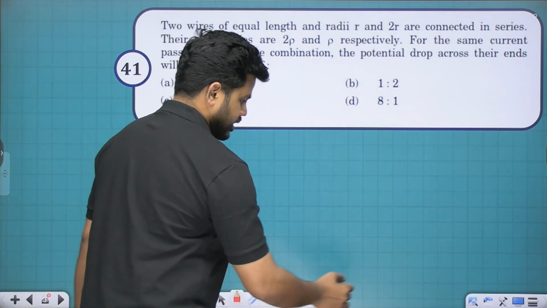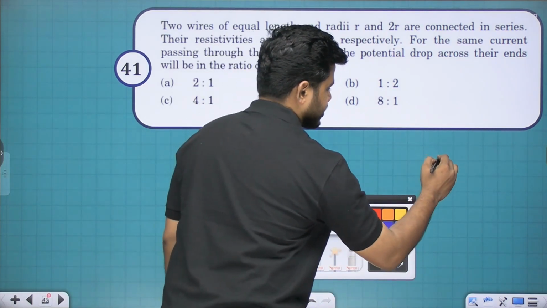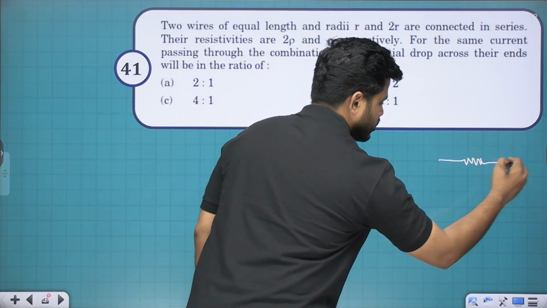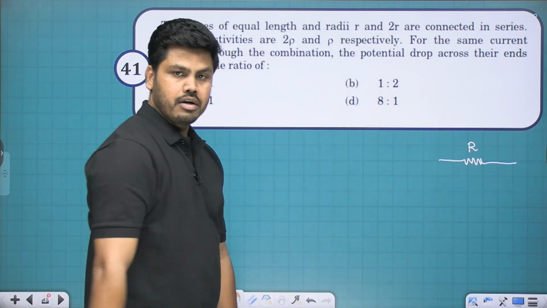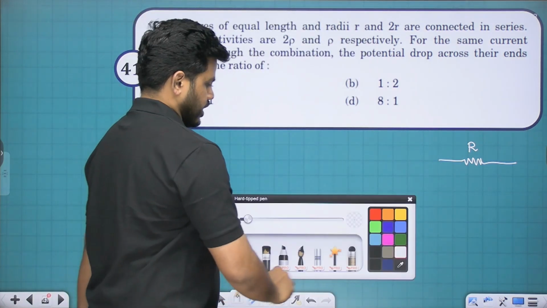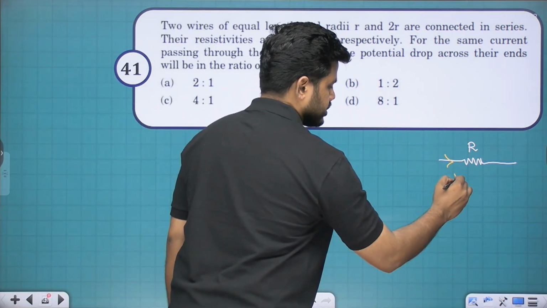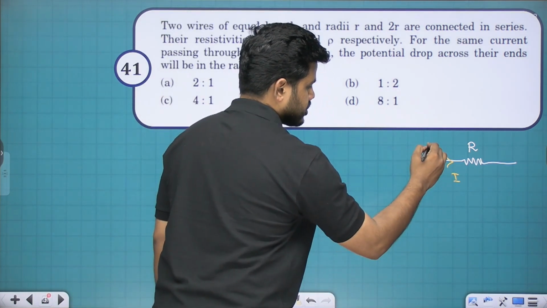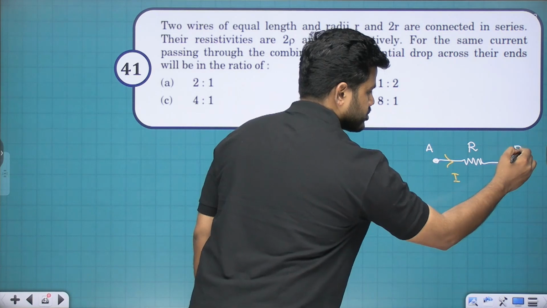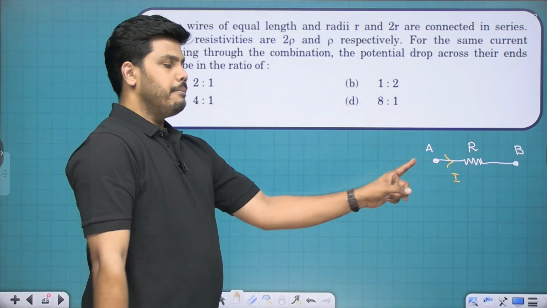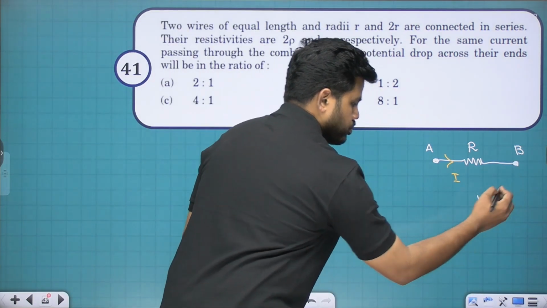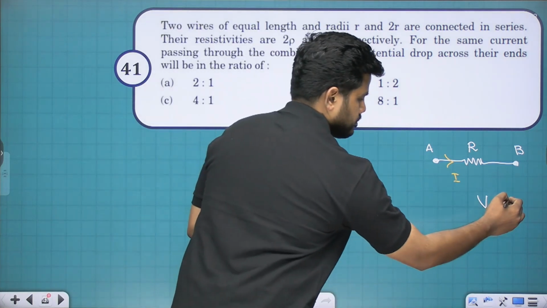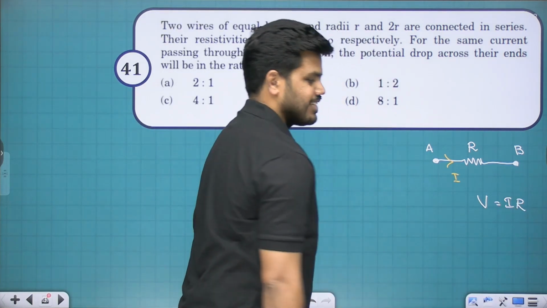We know whenever we have a conductor that offers a resistance R to the flow of current, if there is a current I flowing through it, the potential difference across the ends of the conductor AB, the potential drop V, is equal to the product of current and resistance, right?